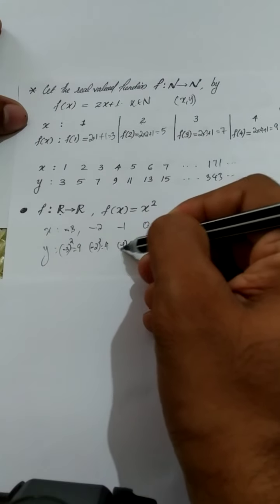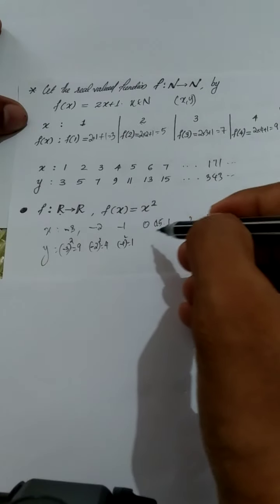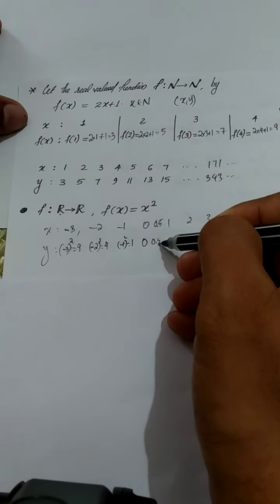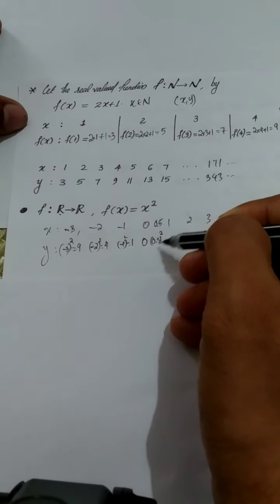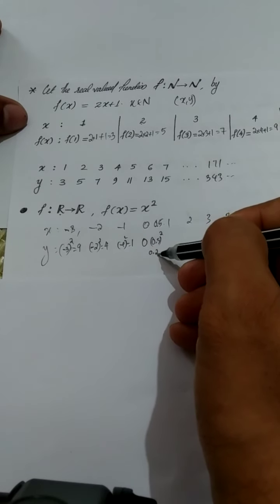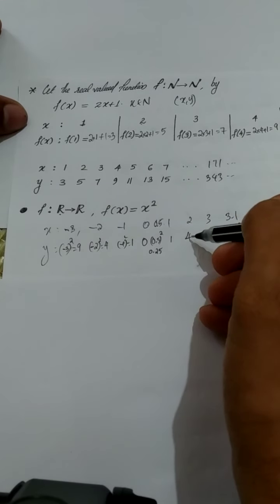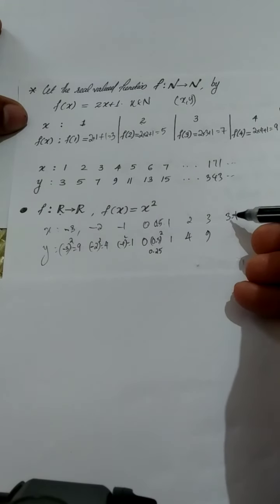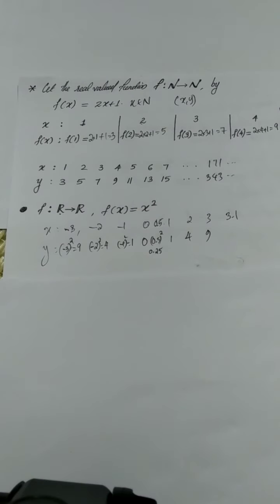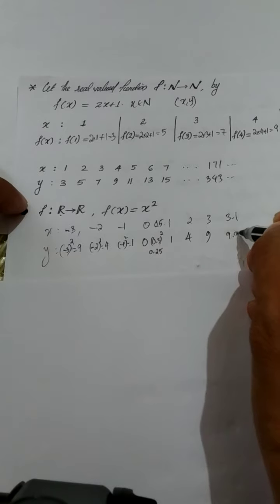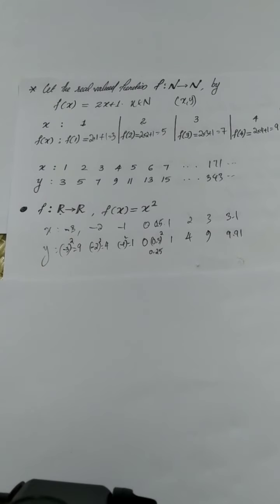(-1) square is equal to 1. 0 square, 0. What is 0.5 square? 0.5 square is equal to 0.25. 1 square is equal to 1, 2 square 4, 3 square 9. What is 3.1 square? I think this is 9.61. You just verify these numbers, okay, these images.